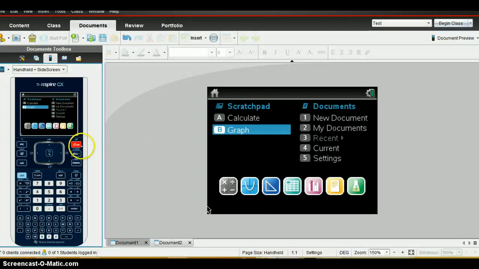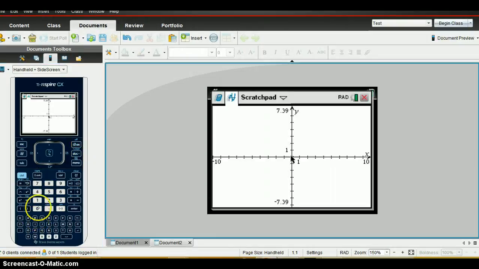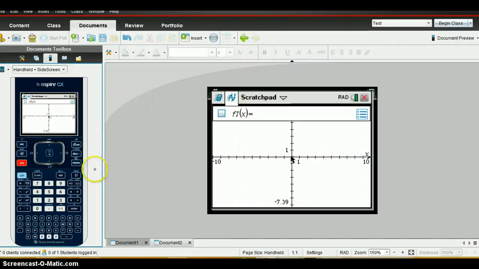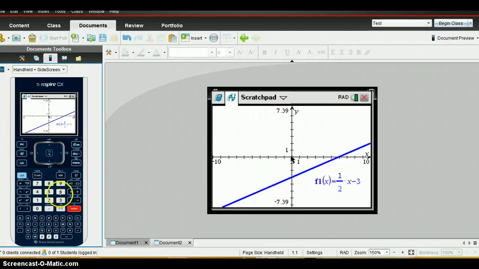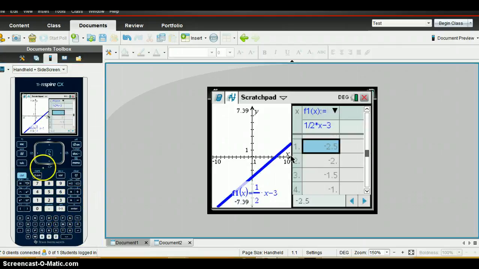So we want to go to our calculator, we want B for graph, tab will bring up this if it's not already there. And then we're just going to put it in. So control, divide, and you can put the half in. Then we want x minus 3, enter. Get the ordered pairs, control T, and we get our ordered pairs.